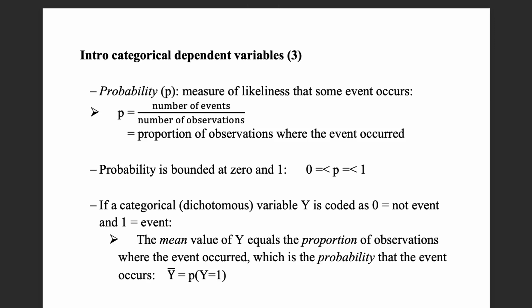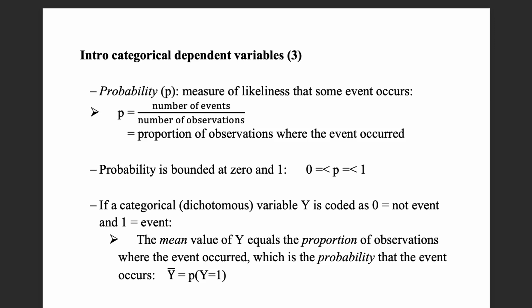Now, if you would code your variable in such a way that you give the value 0 to the cases where the event did not occur, and the value 1 to the cases where the event did occur, so in other words, use dummy coding for such a variable, then there is a nice trick that for now you should just be aware of. Later on this will come in useful. And that is, if you would then calculate the mean value of that variable, then the mean value would be the same as the proportion of observations where the event occurred.